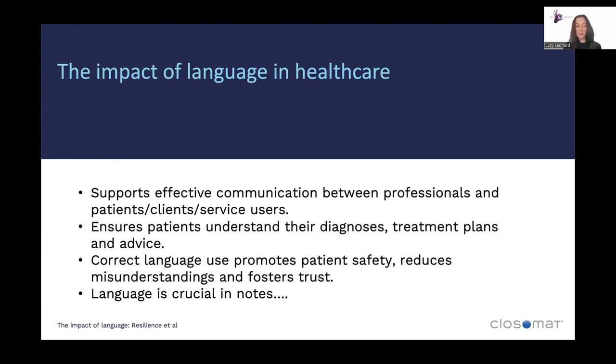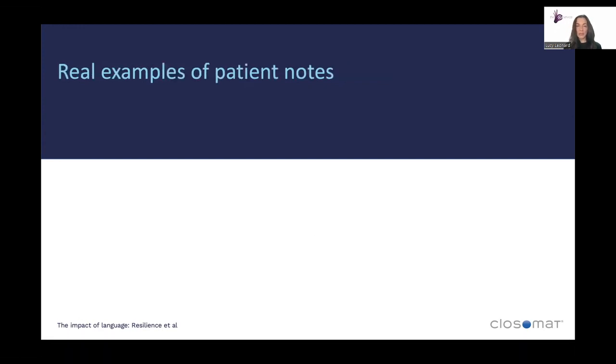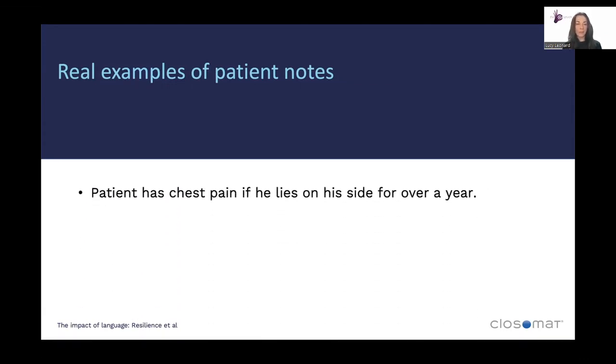So I've got some examples of why language is crucial in notes. Now, another disclaimer here, this is taken just from the internet. I was looking for some examples of patient notes where things have been written that weren't quite right or could be interpreted differently. So I haven't seen any of these in any patient notes. It's taken from online. So the first one is, patient has chest pain if he lies on his side for over a year. So how could that be interpreted?